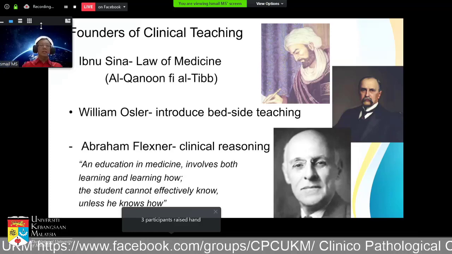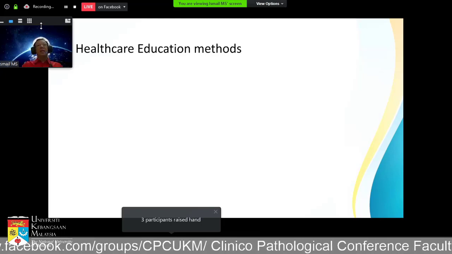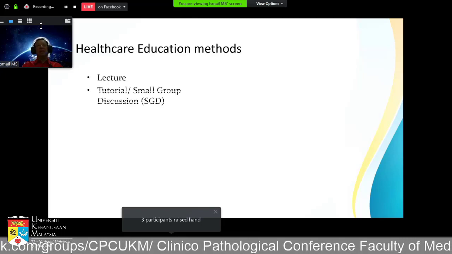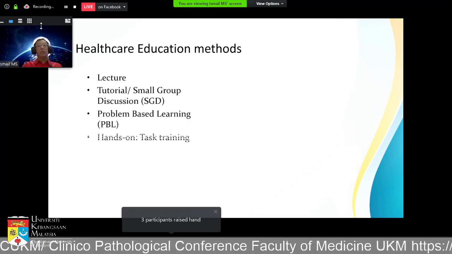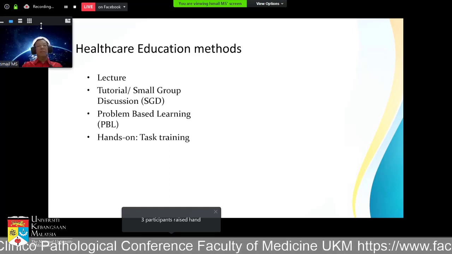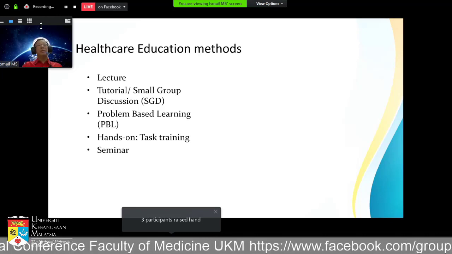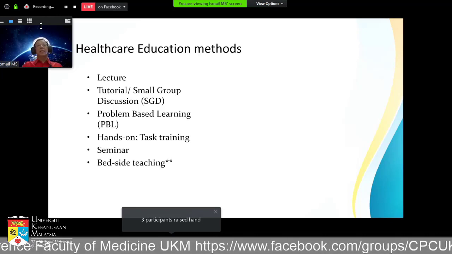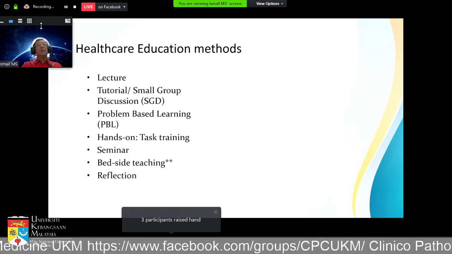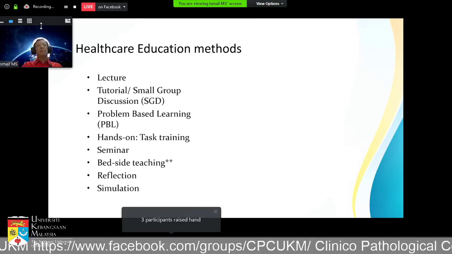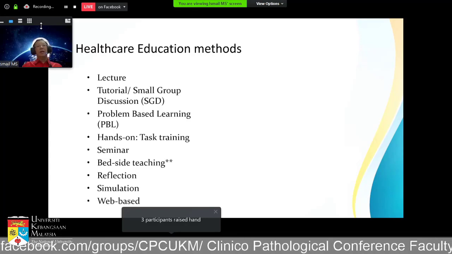So this is basically the basis of how we have clinical reasoning nowadays. Healthcare education has been delivered through many methods. We have lectures, small group discussions, and problem-based learning, which we use all of. For the skills, we have hands-on training in the skills lab. We also promote seminars for students to present. Bedside teaching is the gold standard. We also start to teach student reflection, and we have brought a little bit of simulation into undergraduate student education, and now with this web-based thing.